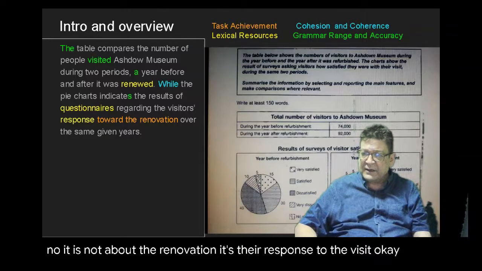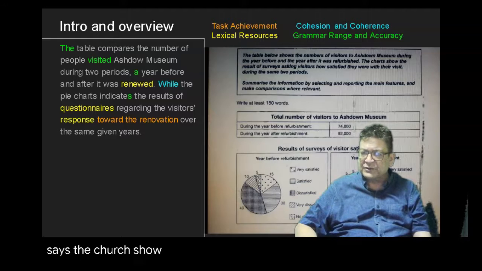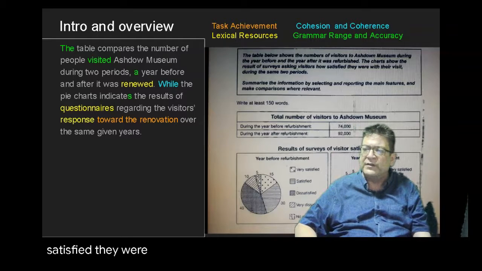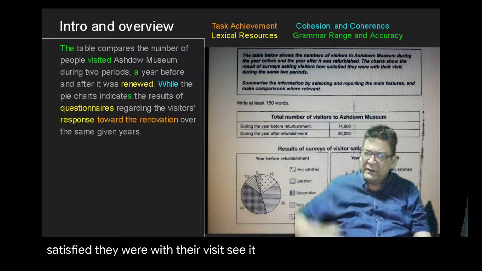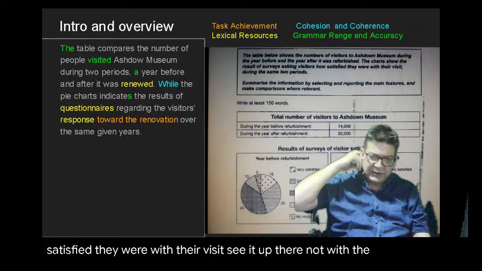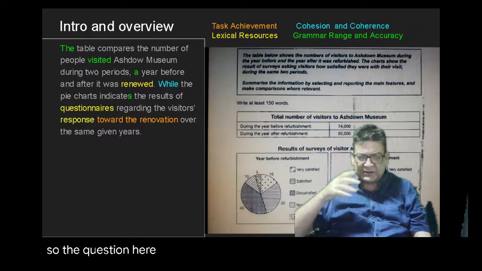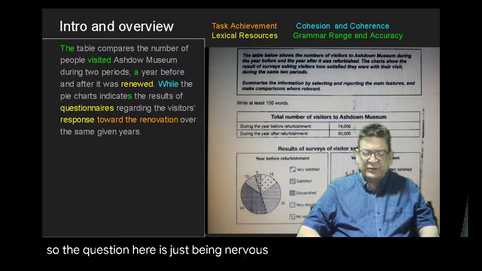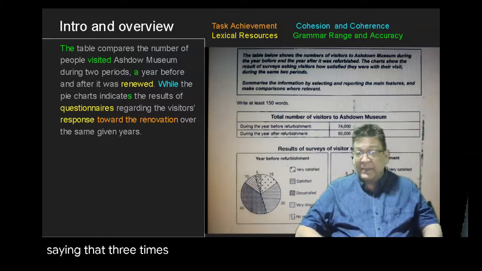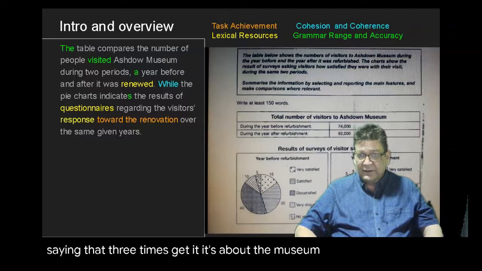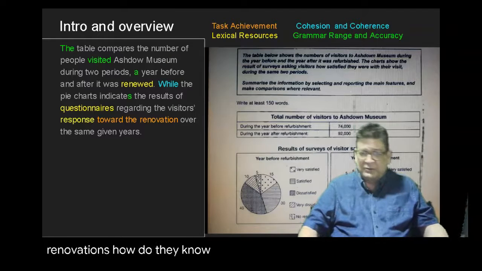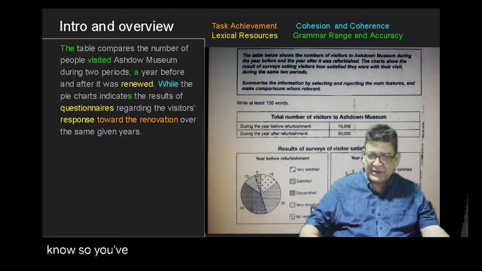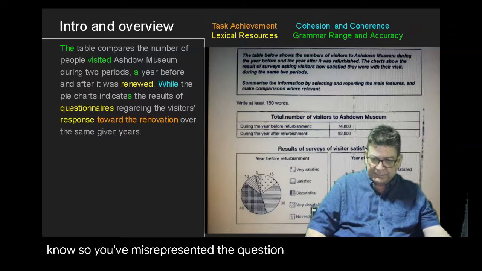Okay, it says, the charts show the results of surveys asking visitors how satisfied they were with their visit. See it up there? Not with the renovations. So the questionnaire is not questioning their response to the renovation. Okay, I'm saying that 3 times. Get it? It's about the museum, not about the renovations. How do they know what renovations happened? They don't know. So you've misrepresented the question.